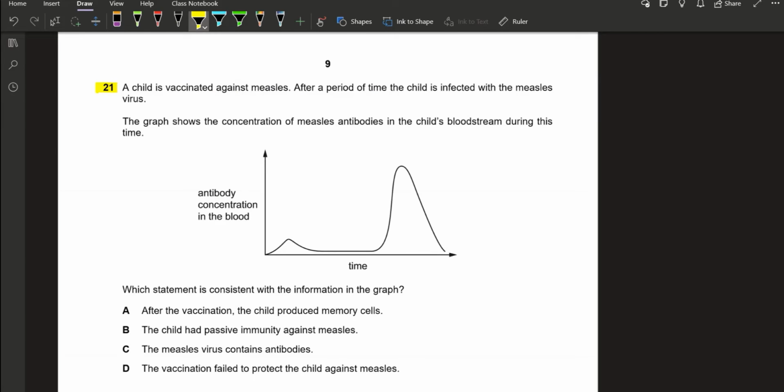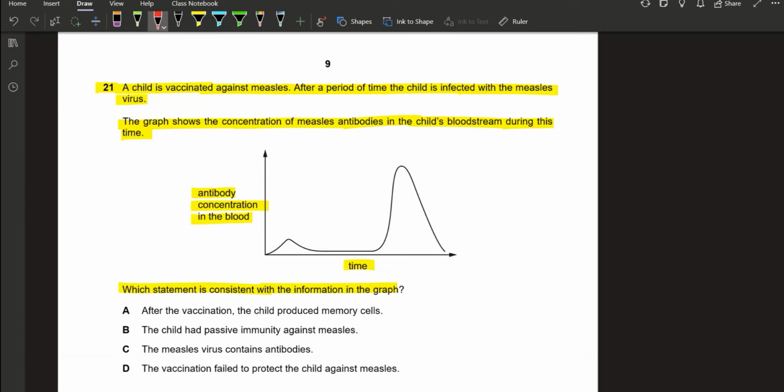Question number 21. A child is vaccinated against measles. After a period of time, the child is infected with the measles virus. The graph shows the concentration of measles antibodies in the child's bloodstream during the time. X-axis shows time, Y-axis shows antibody concentration in the blood. Which statement is consistent with the information in the graph?